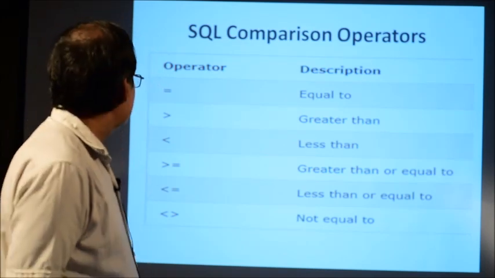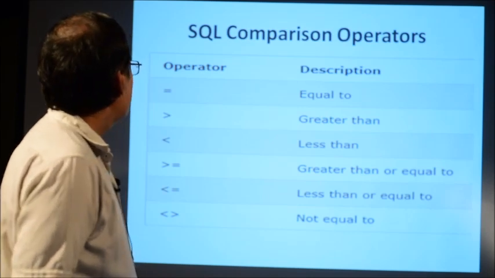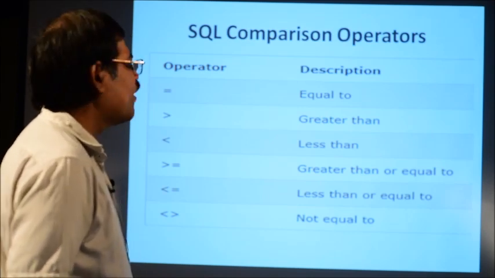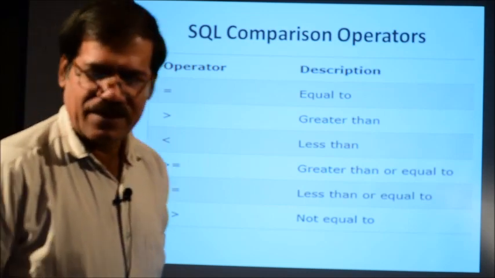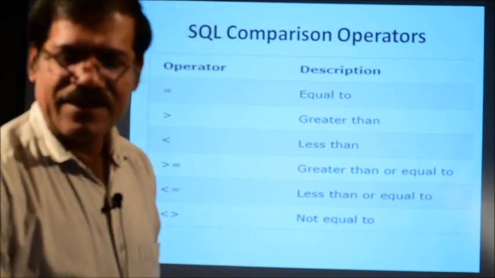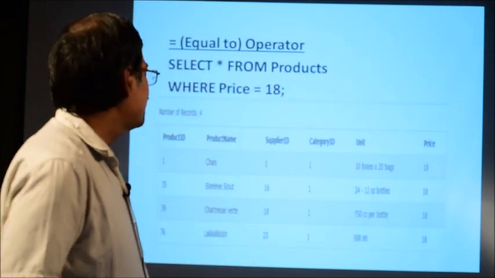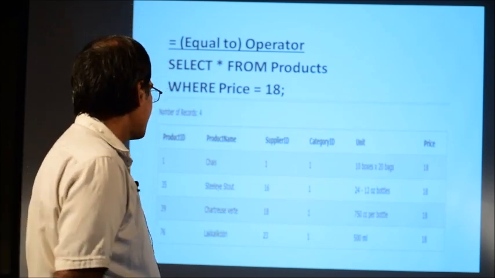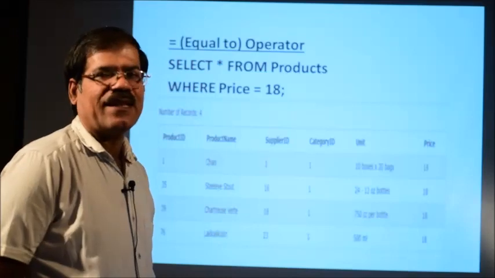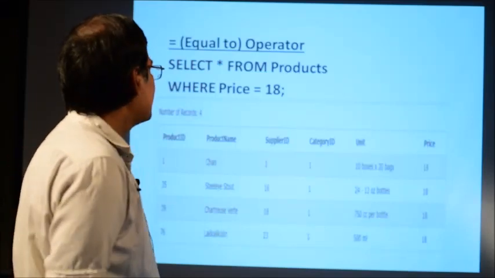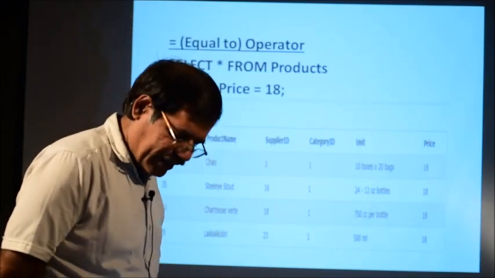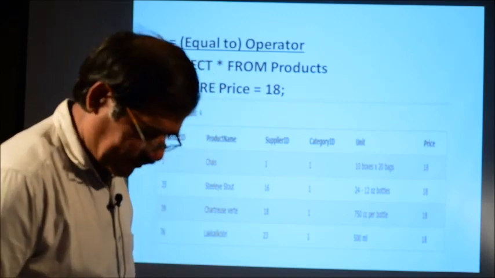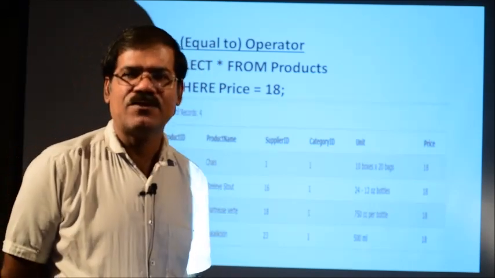So these 6 operators are used as comparison operators. We will give an example of each one. The equal to operator, basically the sign is equal. All the operators are used in a where clause. By using where, you can put these operators.